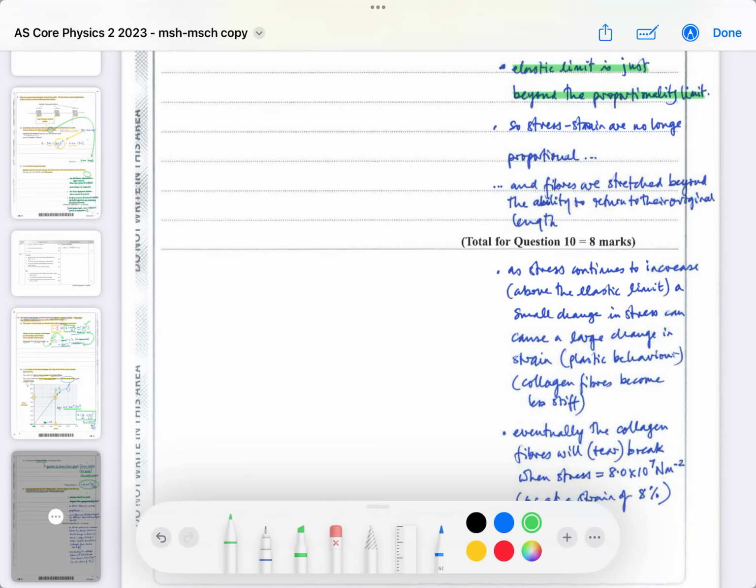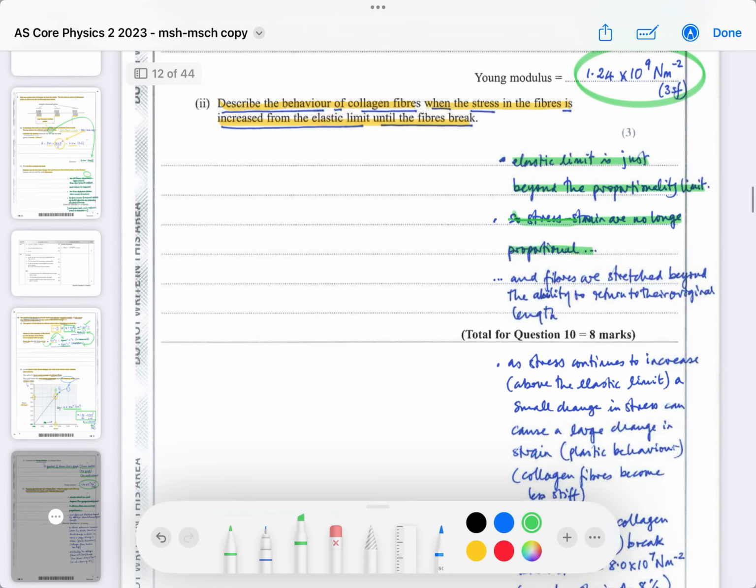It says the elastic limit is just beyond the proportionality limit. So the stress-strain is no longer proportional. Remember, once again, we want to describe the behavior of the collagen fibers when the stress in the fiber is increased from the elastic limit until the fibers break. So we're going beyond the elastic limit. So it's no longer proportional. That will get you a mark.